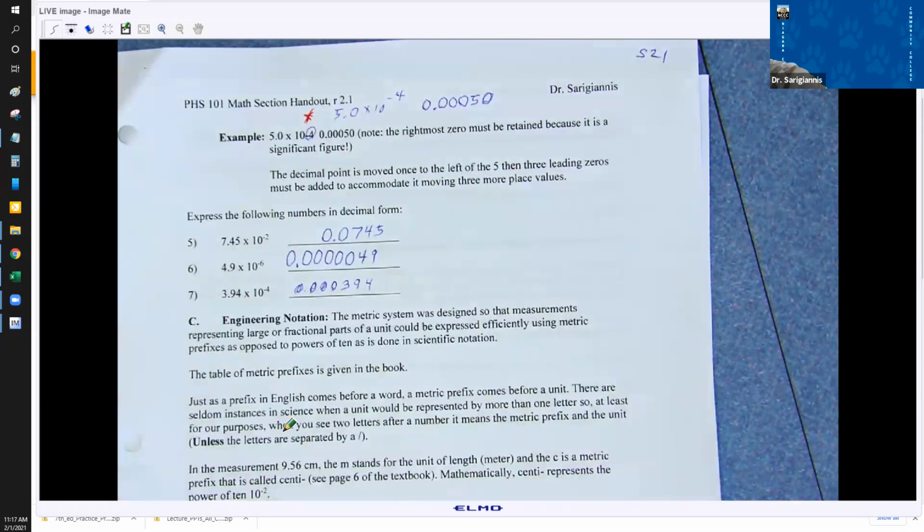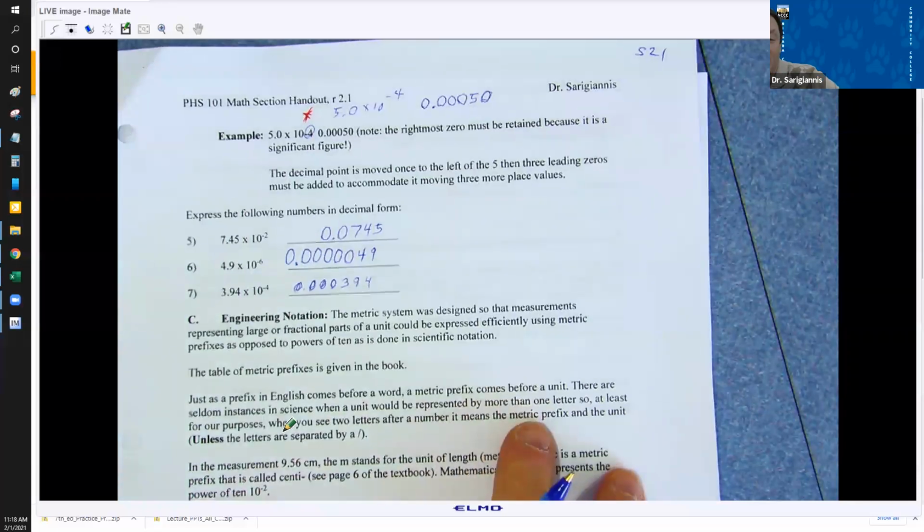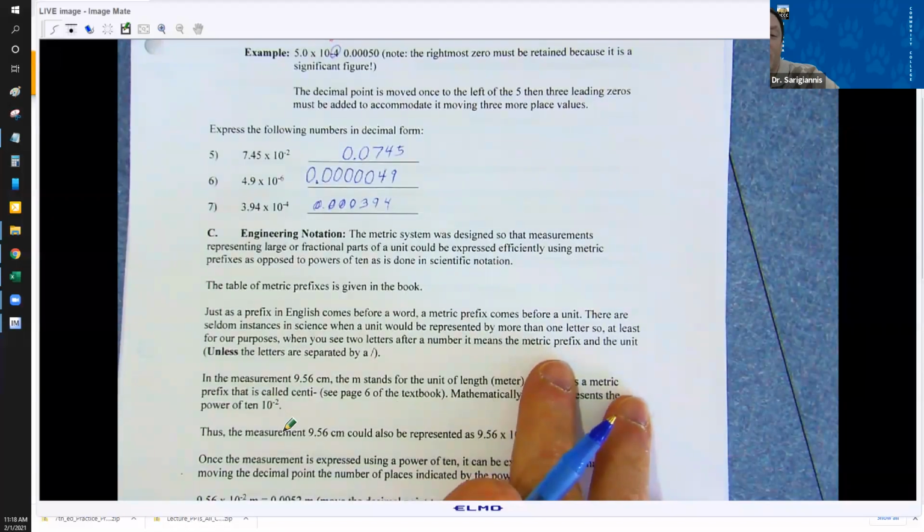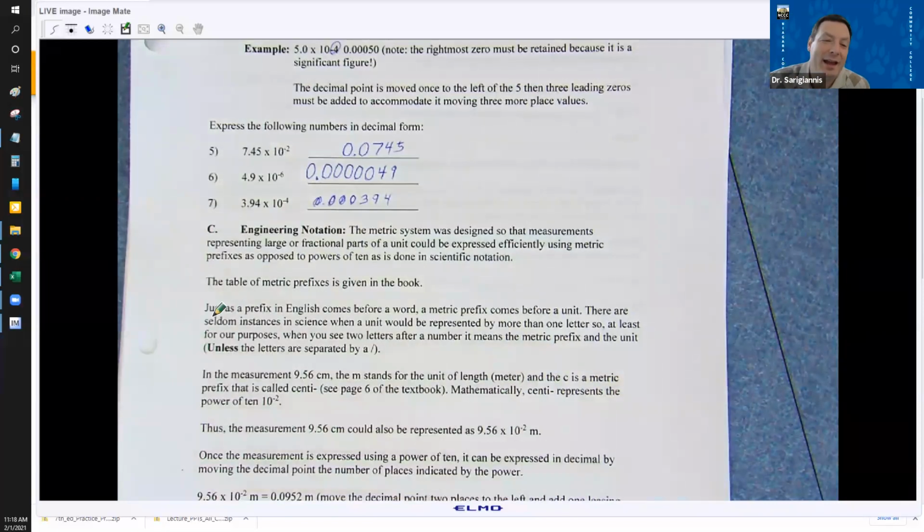Another way to do this is to use what's called metric prefixes. It's called engineering notation. And I think the reason is primarily because it's used a lot in engineering, right? You don't report 7.5 times 10 to the 6th watts necessarily. You don't just talk like that, right? You're trying to communicate numbers quickly.